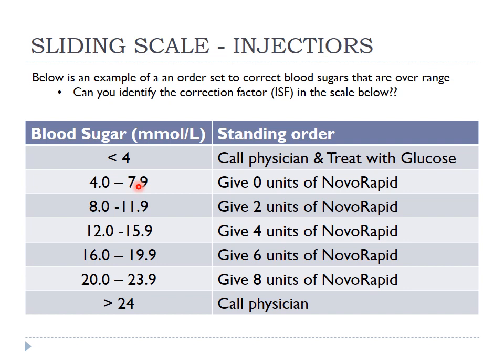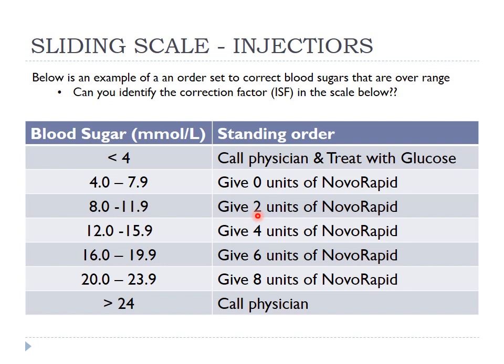Now, if you go over 8, 8 to approximately 12, that is a difference of what? What's 12 minus 8? 4. And when your blood sugar is off by 4 millimoles, this doctor wants this patient to get 2 units of NovoRapid, 2 units of a fast, rapid-acting insulin. So I wonder what their ISF is.